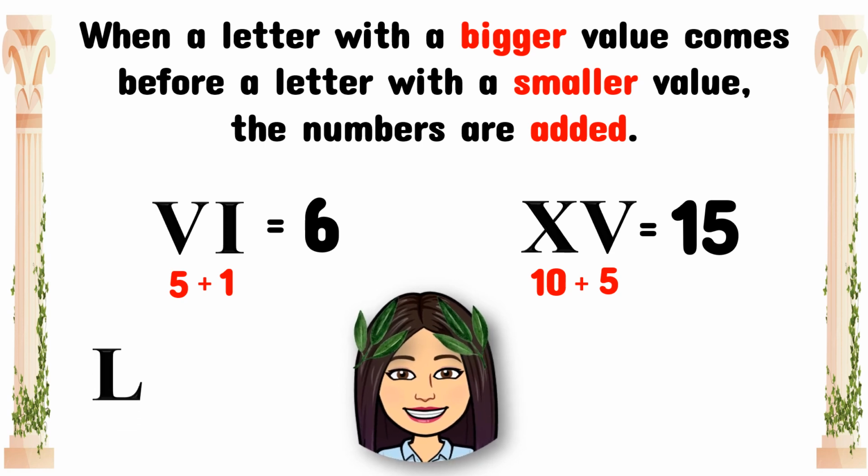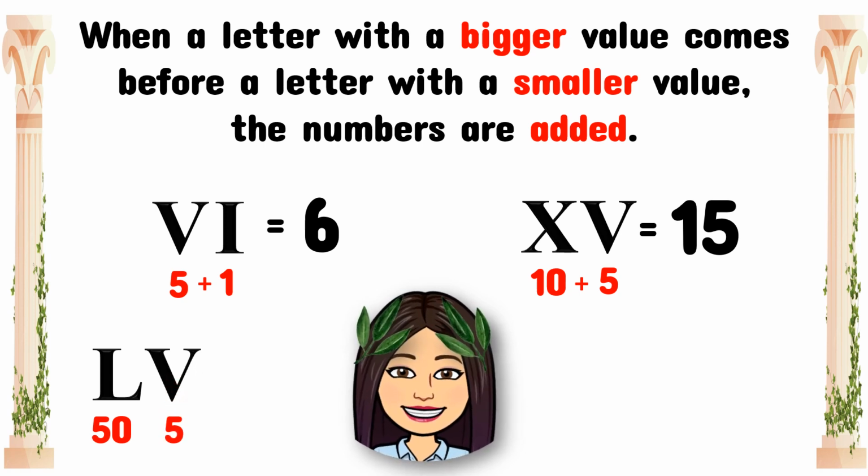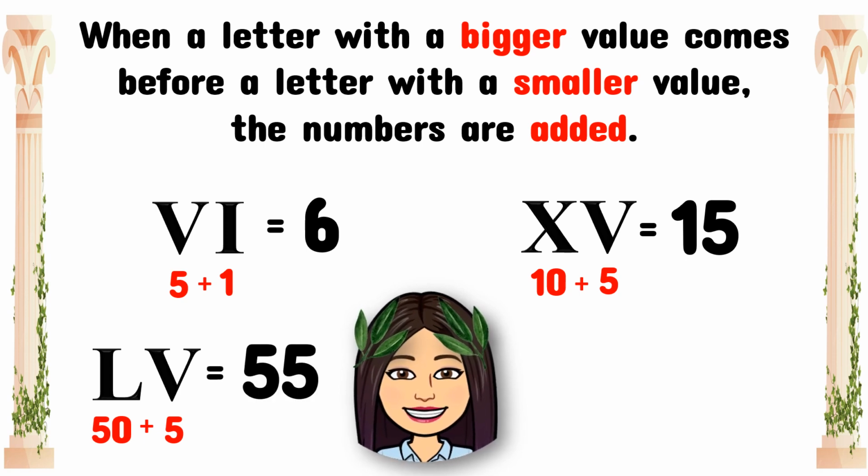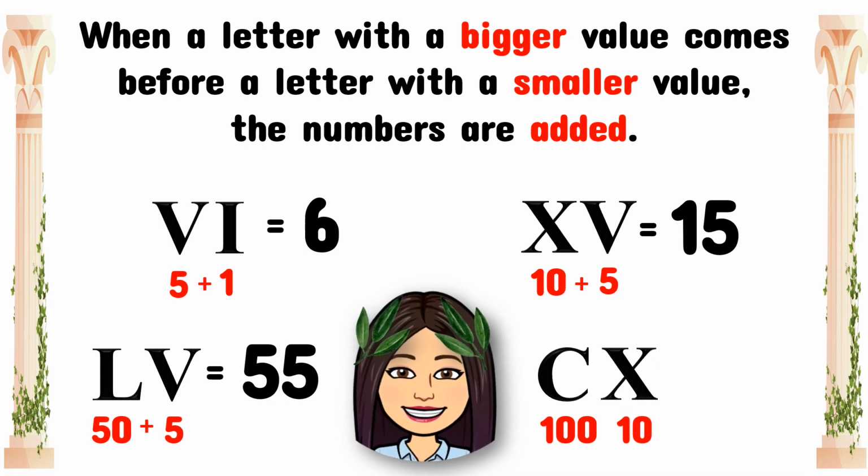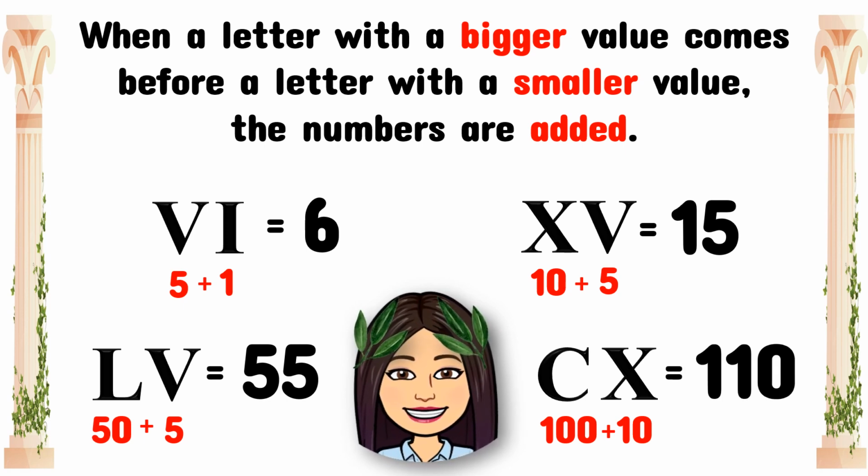Another one, L, which is 50, and V, which is 5. So we add 50 plus 5 is equal to, that's right, 55. So the value of LV is 55. And for the last one, C, the value of C is, that's correct, 100. And if it is written before X, which is 10, and we add the numbers, 100 plus 10, we get 110. So the value of CX is 110.